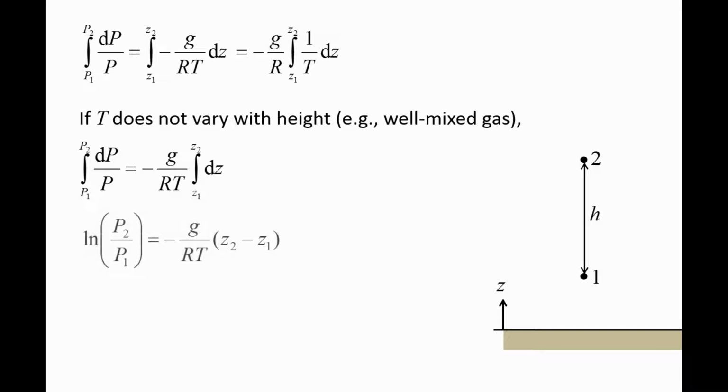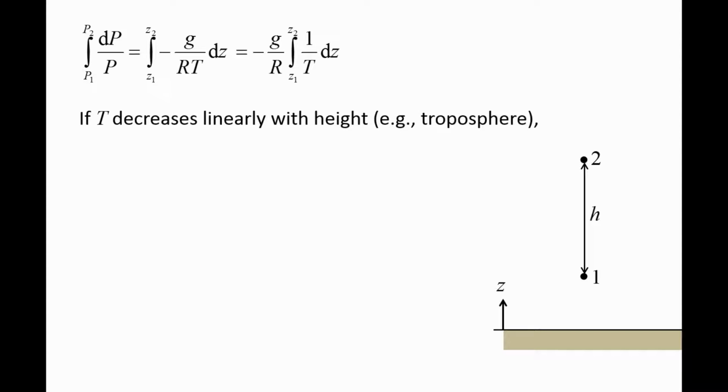Evaluating both integrals, we obtain the natural log of P2 divided by P1 equals negative g divided by RT times (Z2 minus Z1). Rewriting this equation, we obtain P2 divided by P1 equals e to the power of negative g times (Z2 minus Z1) divided by RT. So we can find the ratio of P2 to P1 if we know the difference in elevation of the 2 points and the temperature of the gas.